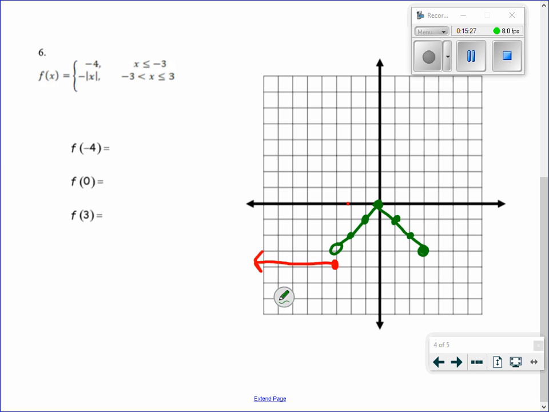So let's evaluate. Let f of negative 4, what is that equal to? F of negative 4, what's that equal to? Negative 4. What about f of 0, what is that equal to? 0. And f of 3 is? Negative 3.